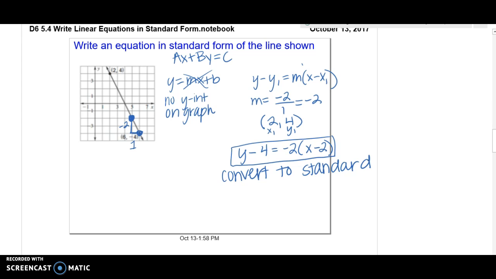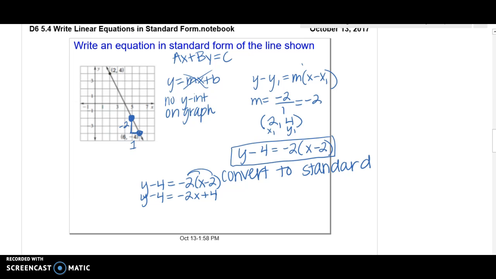So I'm going to take that and I need to put it into standard form. So y minus 4 equals -2 times x minus 2. I need to get it into ax plus by equals c. So I need to distribute. So I have y minus 4 equals -2x, and then -2 times -2 is plus 4.